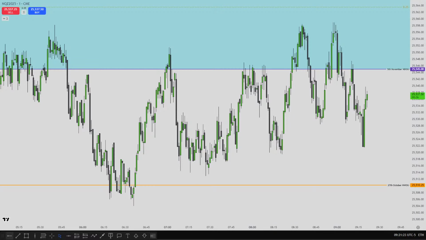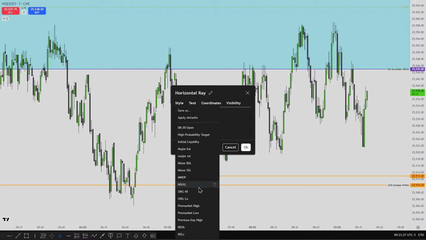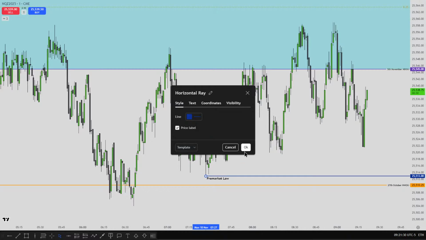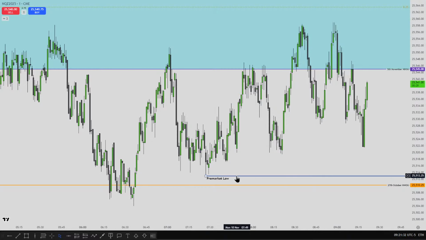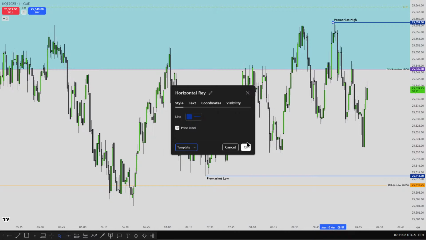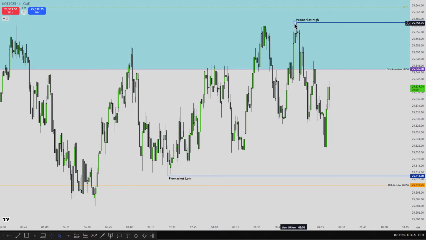Okay, in terms of pre-market liquidity levels, we've got these relatively equal lows. That's our pre-market low, and then we've got this pre-market high. So that's what we'll be looking at. These are relatively equal because the wick, although they have traded above, it doesn't mean they're not relatively equal.